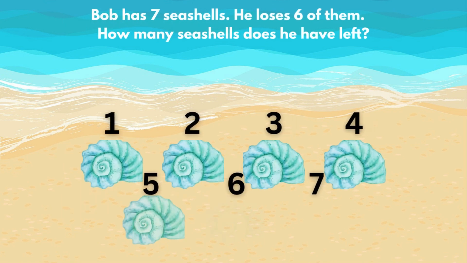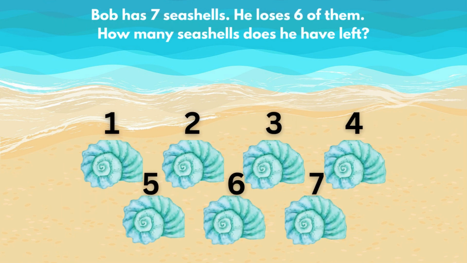Bob has 7 seashells. He loses 6 of them. How many seashells does he have left?